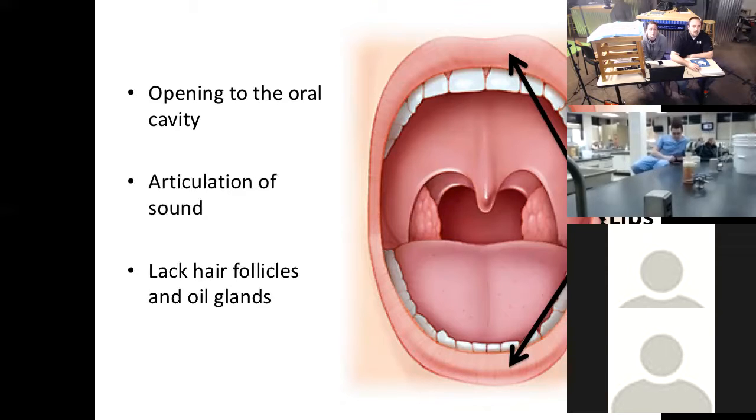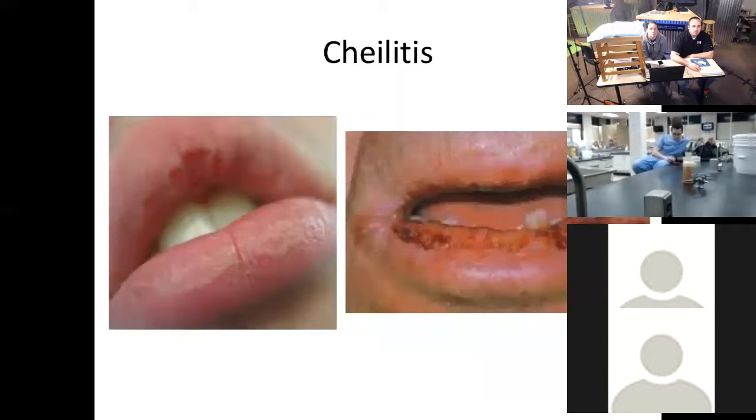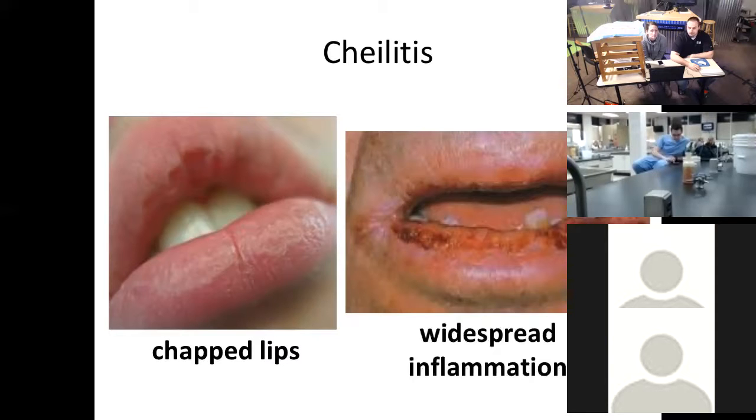In addition to that, something weird about them is that they lack hair follicles and they lack oil glands. So what this means is that they can easily dry out, unlike other skin, which is obviously why many people use chapstick. And so our first clinical correlation is cheilitis. What cheilitis is, is inflammation of the lips. Now this can range anywhere from just chapped lips, which you see on the left, to widespread inflammation, such as the picture on the right.